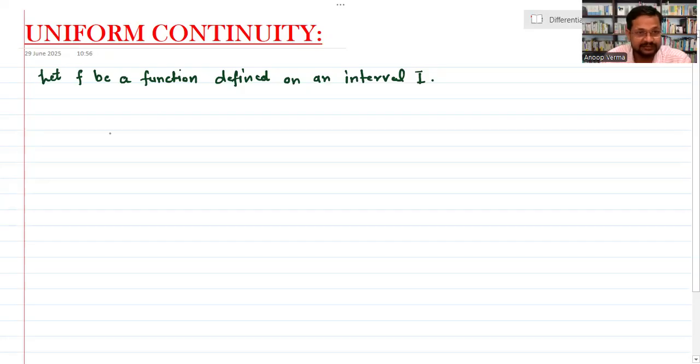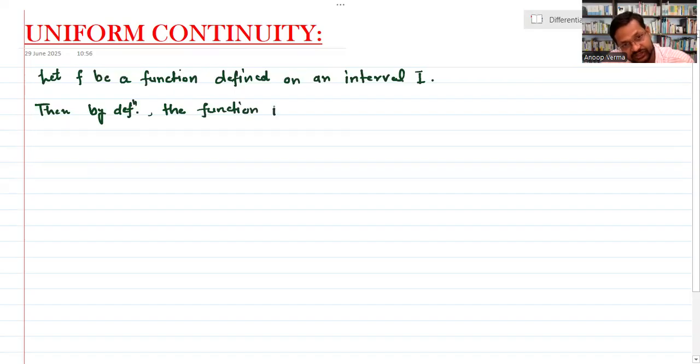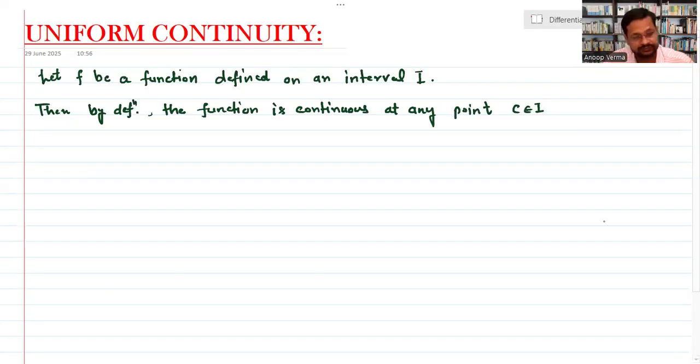Okay, so by definition, the function is continuous at any point c which is from the interval I. So if we are taking any epsilon, there should exist a delta such that this condition holds.